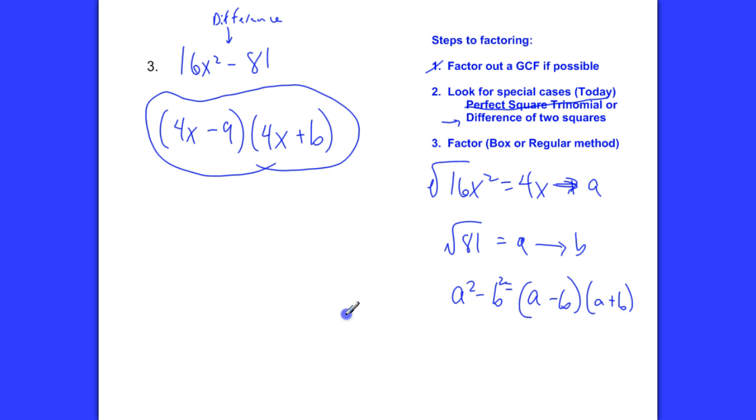No box needed. If you want to do the box, you would have to use 0x as that middle term, and then multiply 16 times 81, and find factors of whatever that number is that add up to 0. And this is a lot faster, a lot easier.